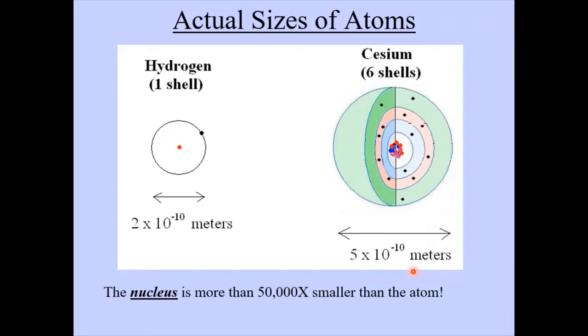Now, interestingly, as tiny as these atoms are, the nucleus is more than 50,000 times smaller than the atom itself. So in this picture here, I show the nucleus right here, but if I were to draw this nucleus to scale, the nucleus would be microscopic in this picture. It would be a tiny speck that you wouldn't even be able to see with your eyes. And we will study the nucleus in the next chapter in detail.